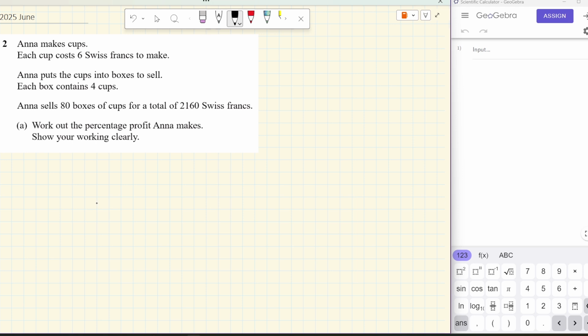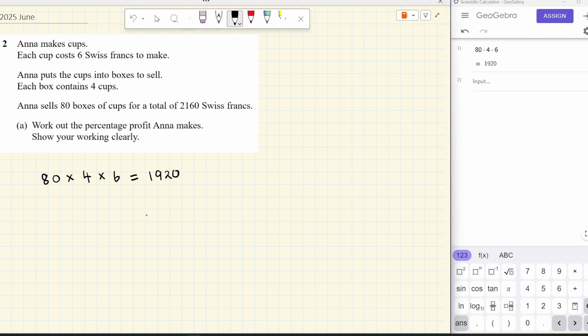So she sells 80 boxes of cups. So we need to find the total cost. How do you find the total cost? 80 boxes, and each box contains 4 cups, and each cup 6 Swiss francs, equals 80 times 4 times 6, 1,920.